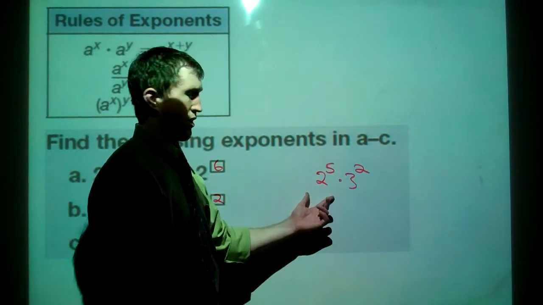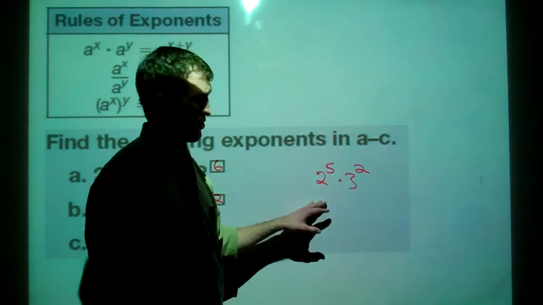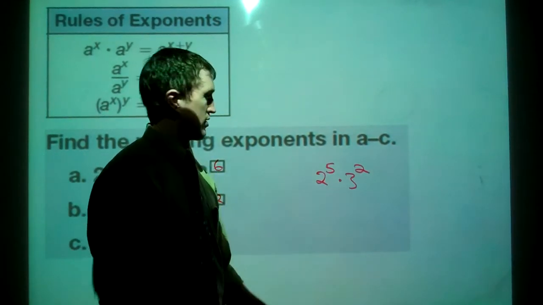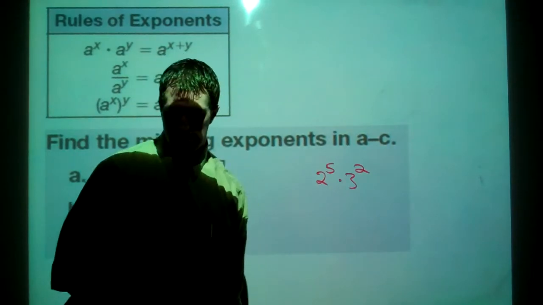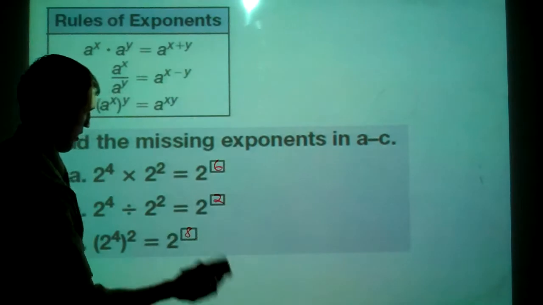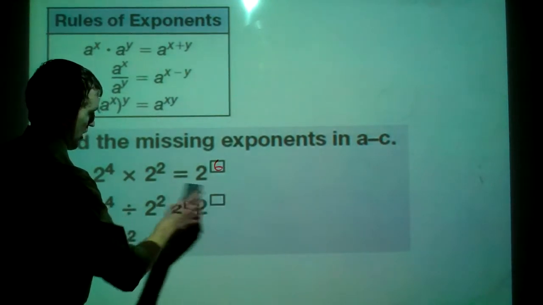So we would have to figure out what 2 to the 5th is, which is 32, and then multiply it by 3 to the 2nd, which is 9. So 32 times 9 is how you would get a final answer there. But we can't add them together or do anything with the exponents unless we have the same base.